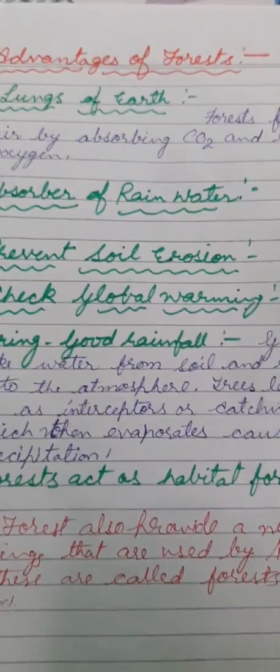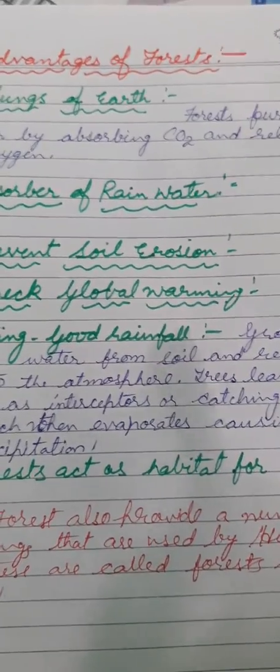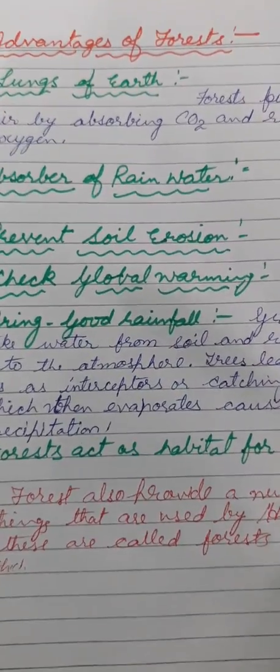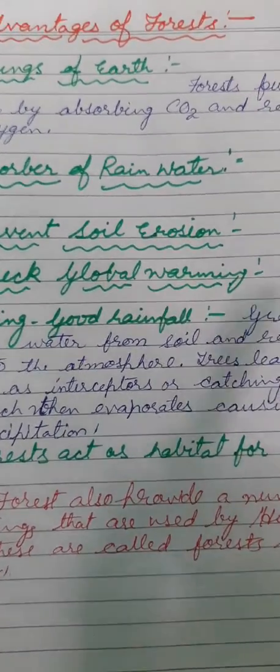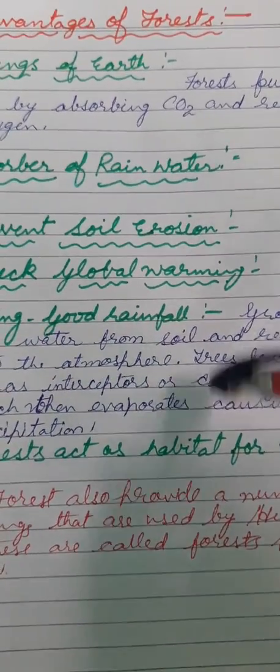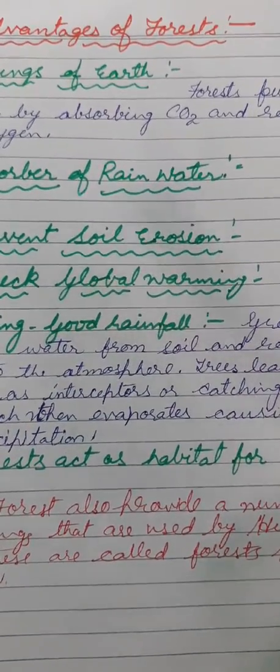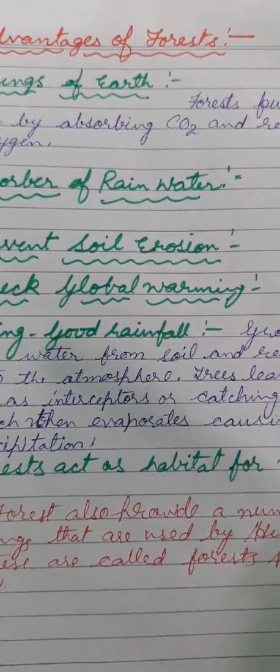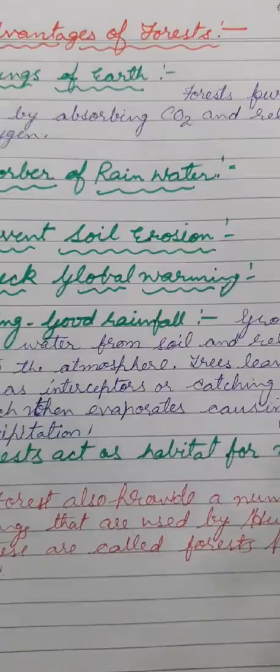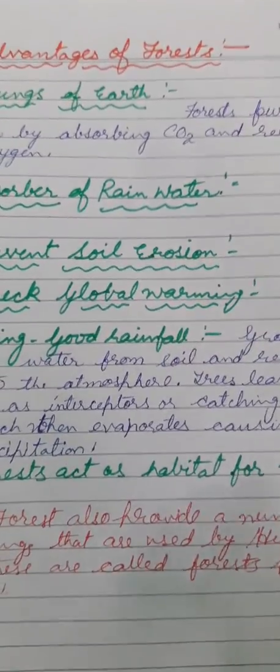And forests also bring good rainfall. Growing trees take water from the soil and release it into the atmosphere. The tree leaves also act as an interceptor, catching the falling rain, which then evaporates and causes the rain precipitation that brings the rain.